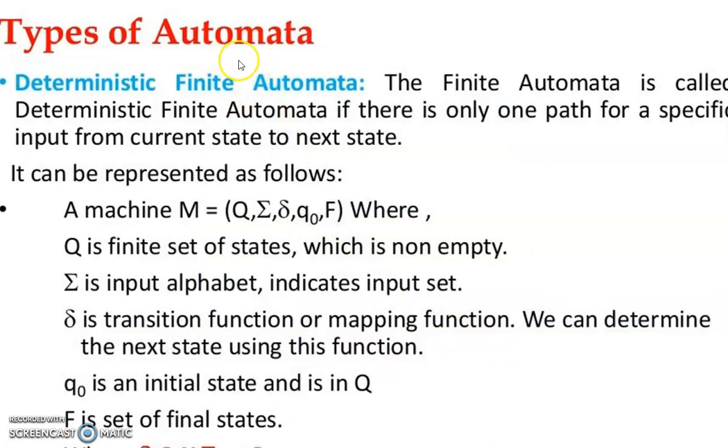Deterministic finite automata, also known as DFA: there is only one path for a specific input from the current state. These are the symbols of a machine: Q is the finite set of states, sigma is the alphabet, delta is the transition function, Q naught is the initial state, and F is the final state.